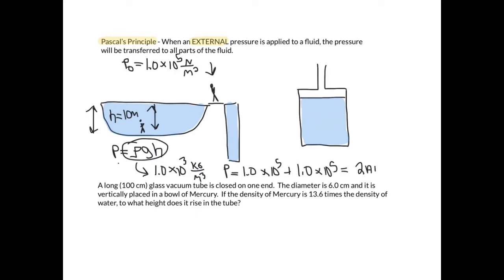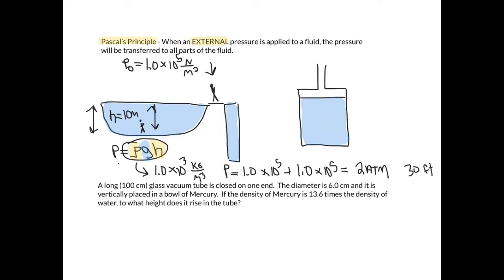And then you would add the 1 times 10 to the 5th for atmospheric pressure, and you would end up with 2 atmospheres. That'd be the pressure if you were at the bottom of that pond. So it's important to realize that water pressure only depends on the height, the density, and little g, which is always a constant.